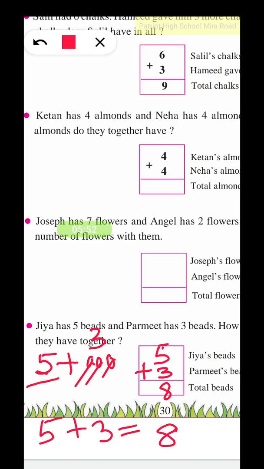We can draw like this also. 5, 1, 2, 3, 4, 5 plus 3. 1, 2, 3. So how many beads? 1, 2, 3, 4, 5, 6, 7, 8. So 5 plus 3 is equal to 8. So we can write 5 plus 3 is equal to 8.